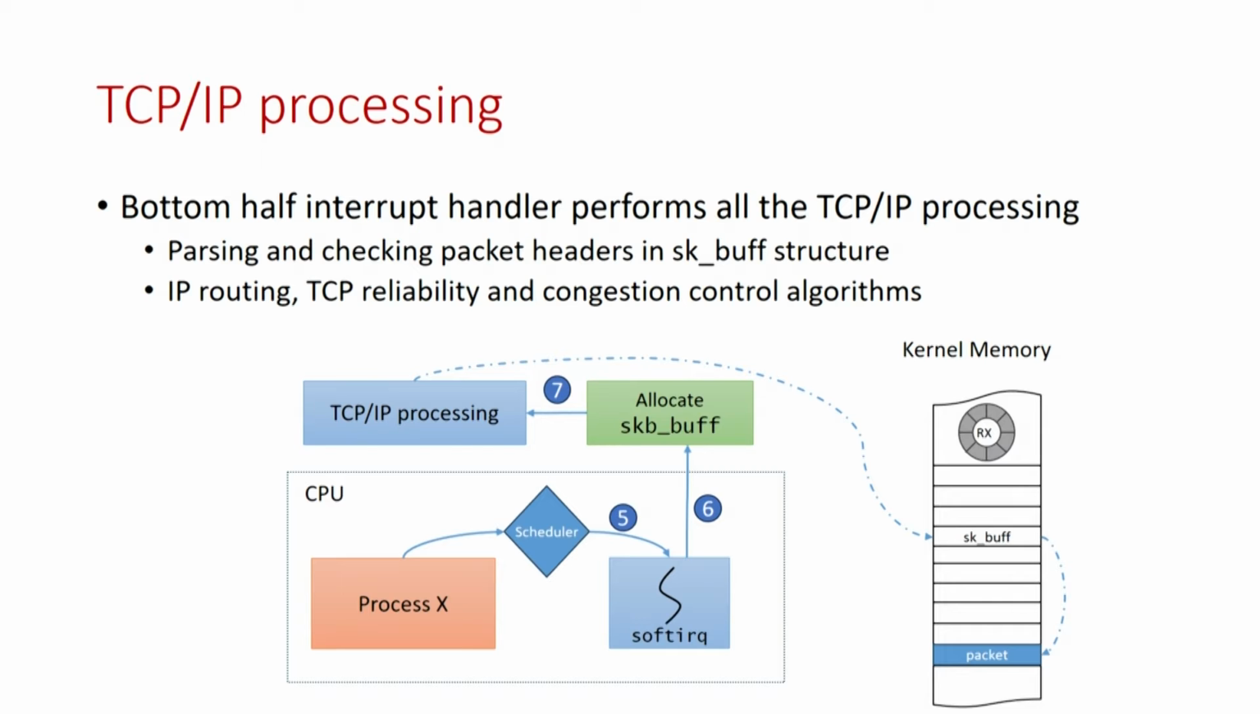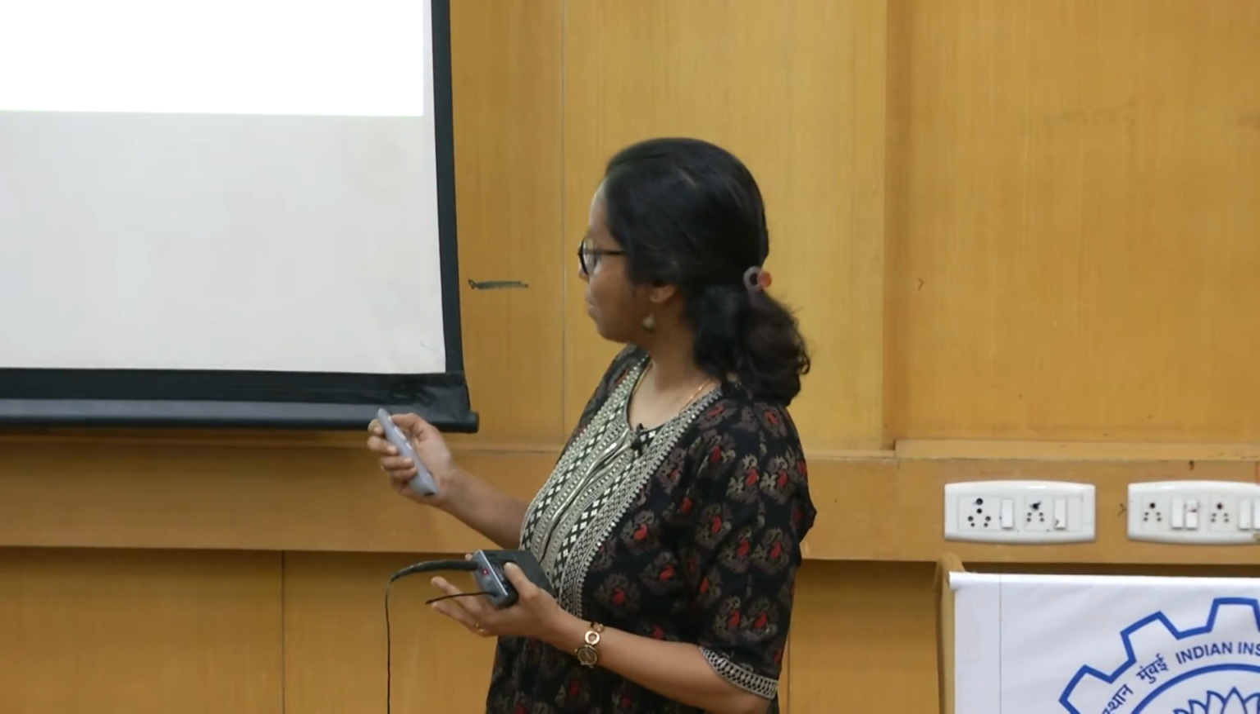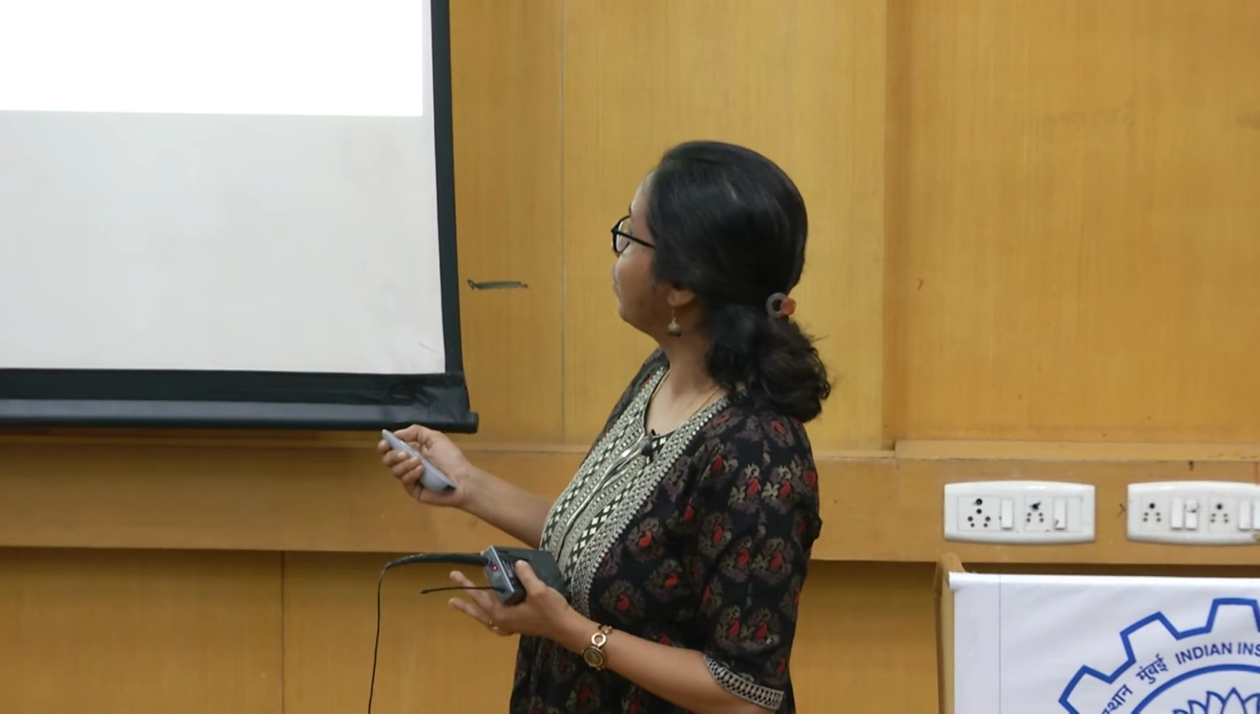And as part of the bottom half itself, you also do the TCP IP processing. Now check the checksums of all the headers, TCP congestion control, sequence number, is it received correctly or not? Should I send an acknowledgement, what acknowledgement? All of that happens as part of the bottom half interrupt handling.